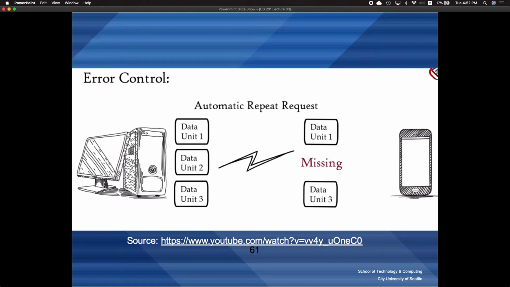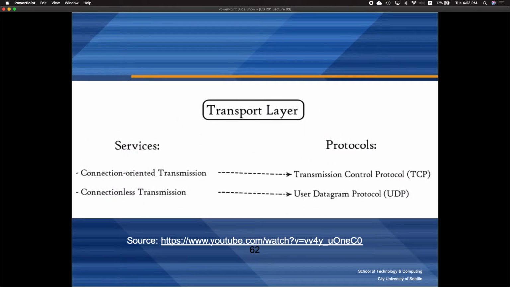Automatic repeat request. Again, data, whenever it's transferred, it's being broken down into bits or packets, right, or frames. And then usually the receiver would know how many units from that broken down data are missing, and if one is missing, it will basically ask the sender of that data to resend that missing unit of data, right? So in transport layer, we do have TCP and UDP. Yep, we've been using this in our everyday lives.